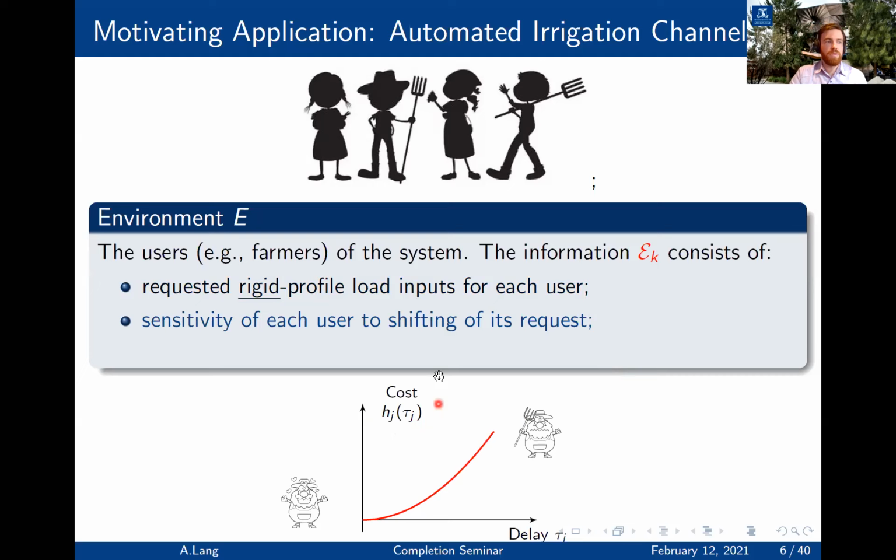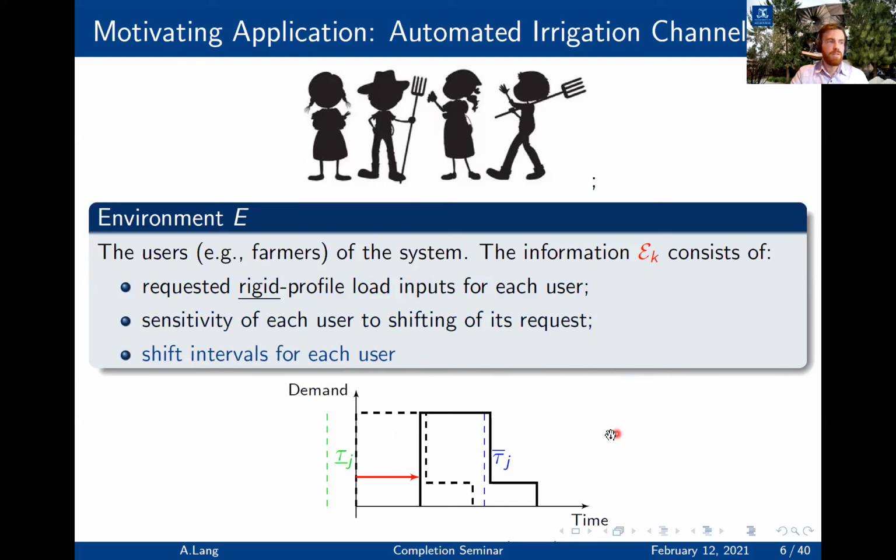Each user also submits a sensitivity to shifting its request. And there may also be limits on when the farmer can actually start taking their water, and we'll call these limits the shift intervals.